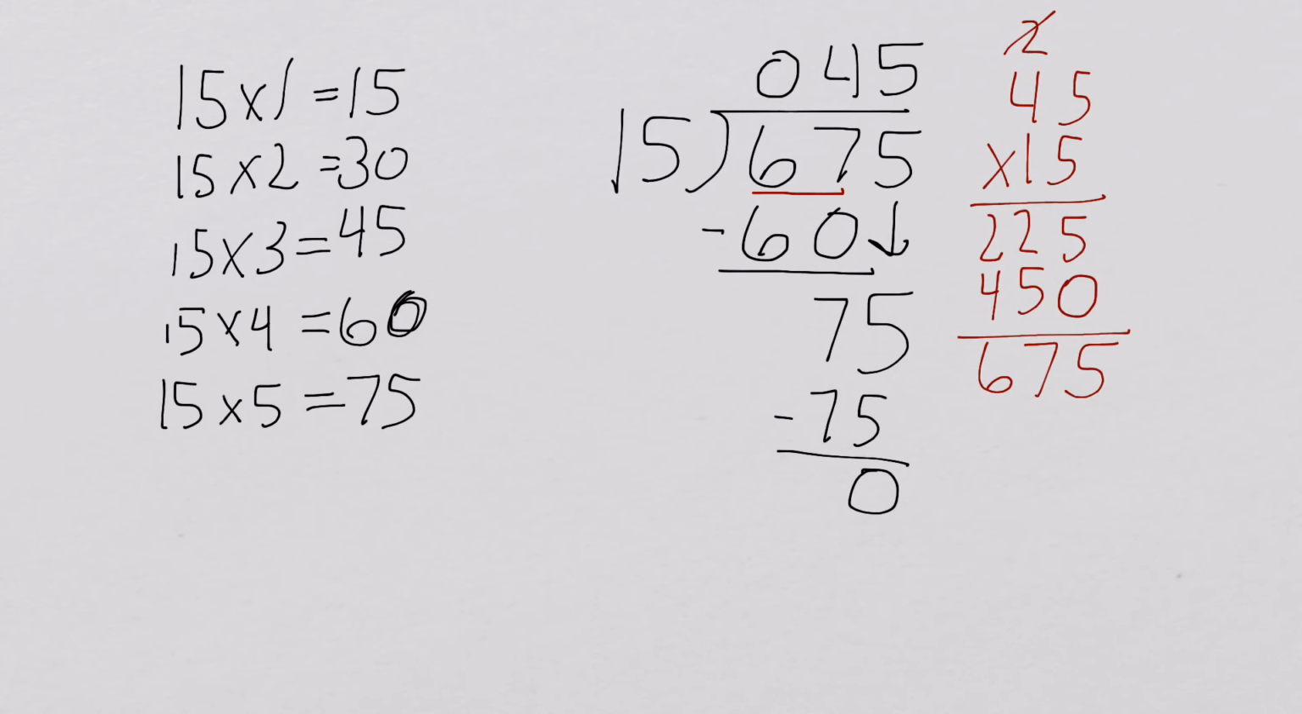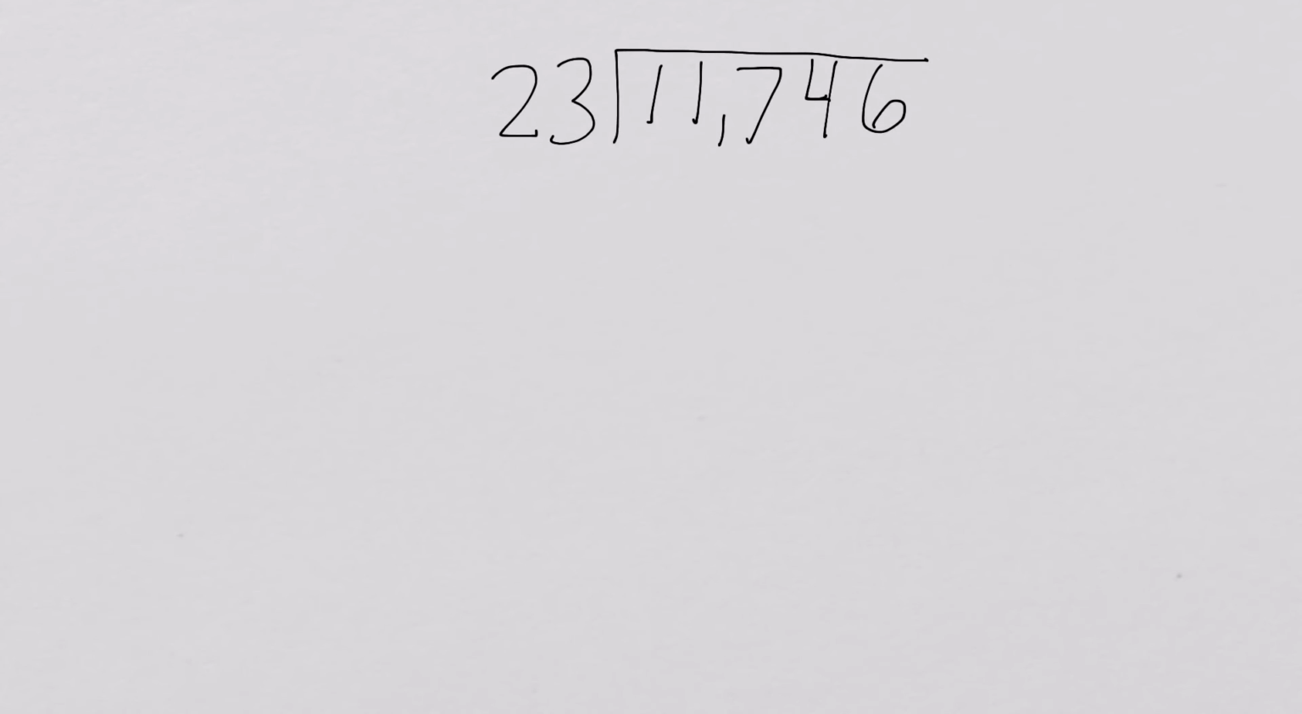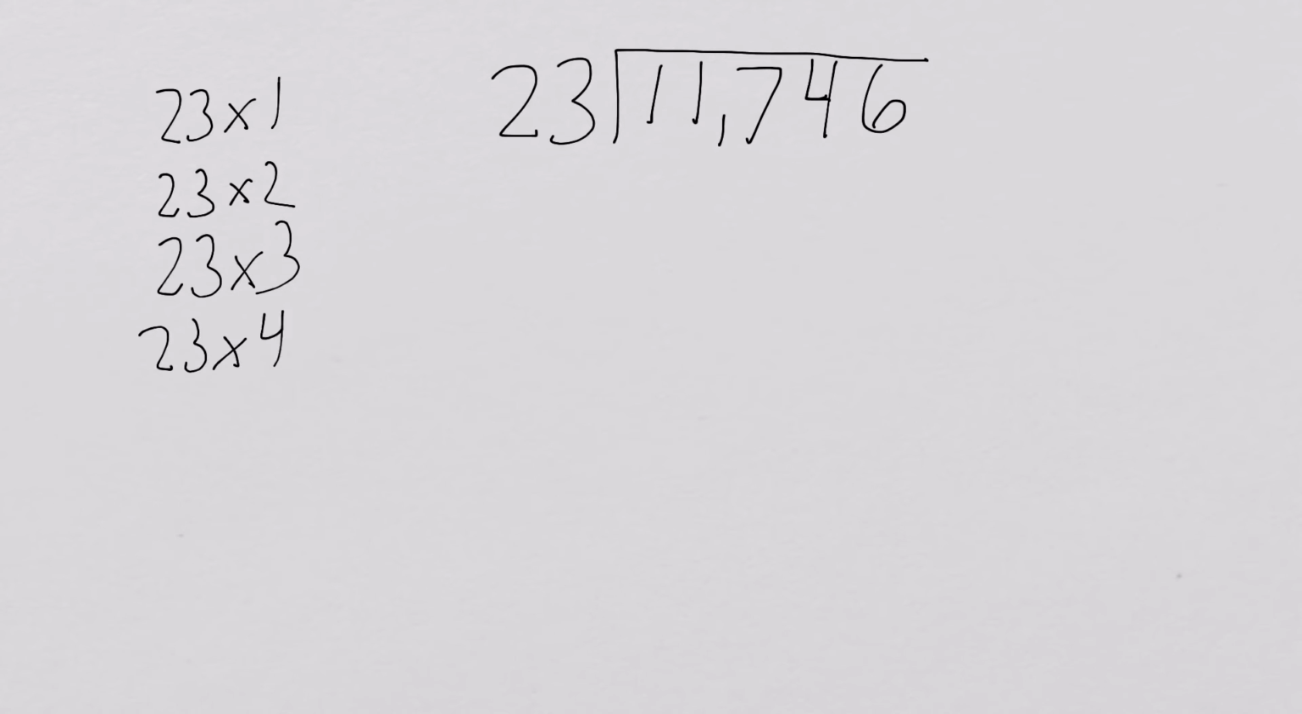Now let's try another one. For our last example here, we're going to try to divide 11,746 by 23. It's the biggest number we've worked with so far. We've got a decent sized divisor here of 23. So just like before, off to the side, make a list of your multiples of 23 that you can. I always like to try to go the first 5. So 23 times 1, 23 times 2, 23 times 3, 23 times 4, and 23 times 5.